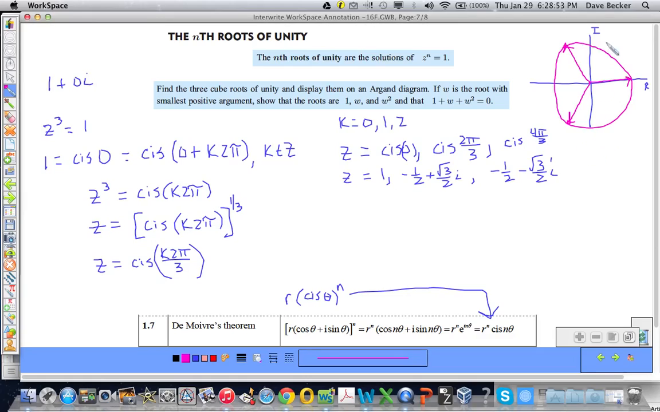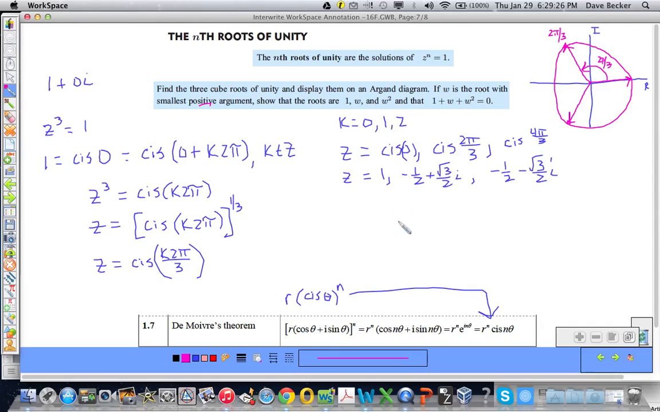All right. So again, I mentioned this occurs at 2 pi over 3, right? That's the argument. Right here, 2 pi over 3, because this is the point negative 1/2, root 3 over 2. Clearly, 2 pi over 3. So that is the smallest positive argument. So don't give me any zero nonsense. It's the smallest positive argument. Okay, so show that the roots are 1, w, and w squared.